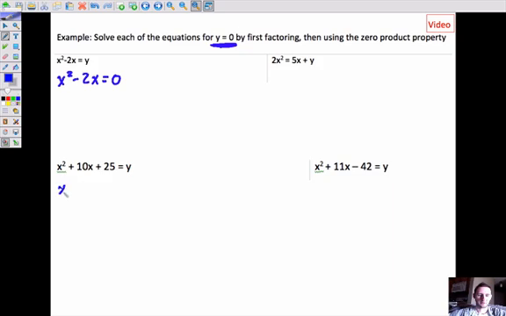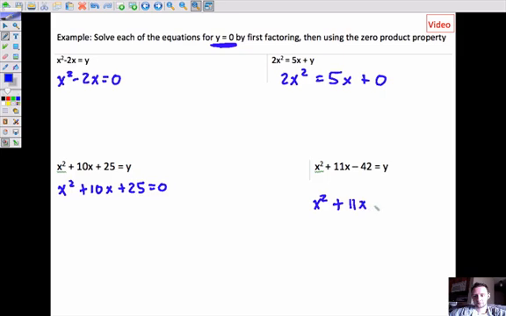I'm just going to go ahead and do that for all of them. So I've got my 0 plugged in for y. And next we are going to factor it.